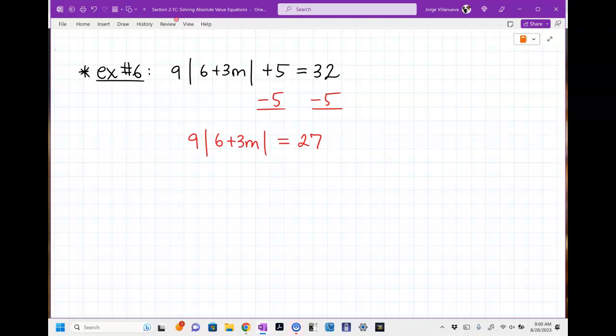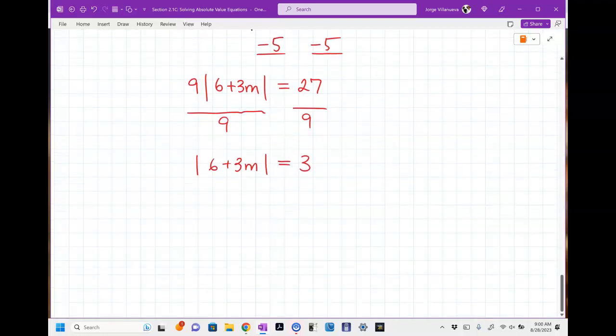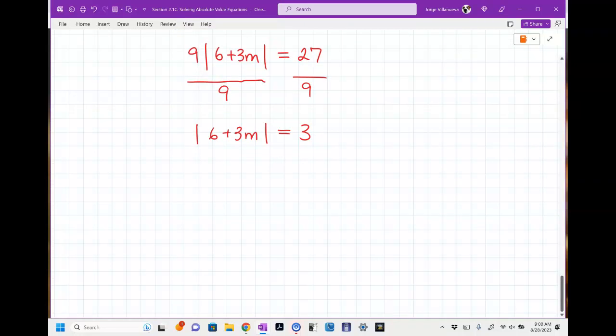All right, so far so good. No negative showed up on the right side yet. Now I see 9 times the absolute value, so let's get rid of times by dividing. I'm going to divide both sides by 9. That'll get rid of that 9 in the front. So now I have the absolute value of 6 plus 3m equals 3. And now I have it the way I want it. I want the absolute value all by itself.